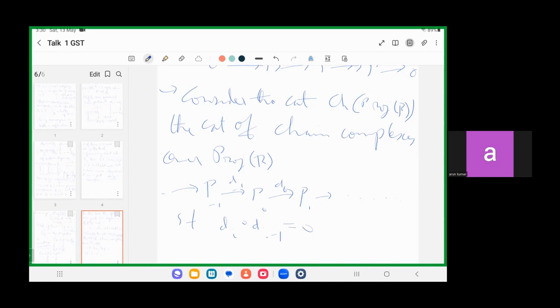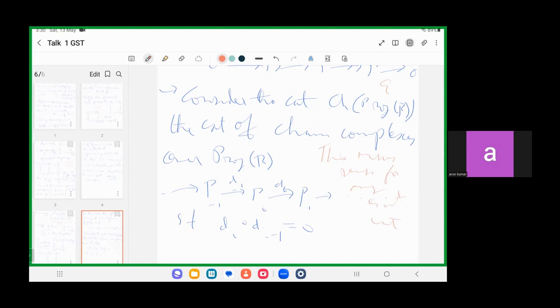If you're given the category of projective modules, you can form the category of chain complexes on it. And as a side note, this makes sense for any exact category: instead of proj R, you can have any E and construct chain complexes on those. Originally this was done for abelian categories, and we can extend this to all exact categories.